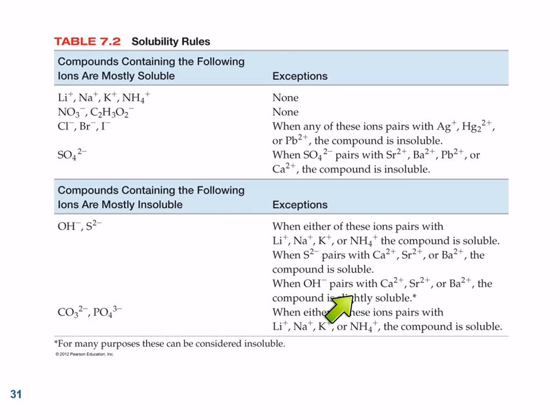Okay, so slightly soluble, asterisk, for many purposes these can be considered insoluble. So we're going to go with that. If it's slightly soluble, we're going to say, well, it just dissolves a little bit, but generally it's insoluble. And then carbonate and phosphate ions. Anything containing carbonate and phosphate is probably going to be insoluble, except with those guys. So that's the table. Aren't you glad you don't have to memorize that? We just need to learn how to use it.